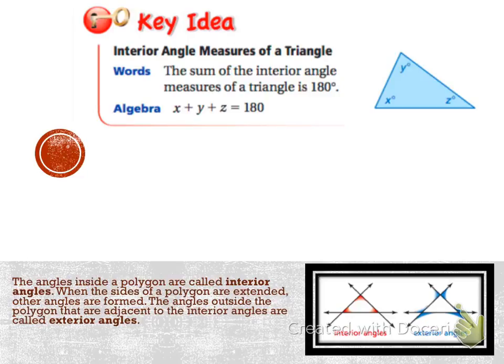Now the angles inside a polygon are called interior, like the inside of the house, the interior angles. Now when the sides of the polygons are extended, other angles are formed, and those angles are outside of the polygon that are adjacent, which means next to, the interior angles, and they are called exterior angles. So just like the inside of the house is the interior angles, the exterior or outside are the exterior angles.